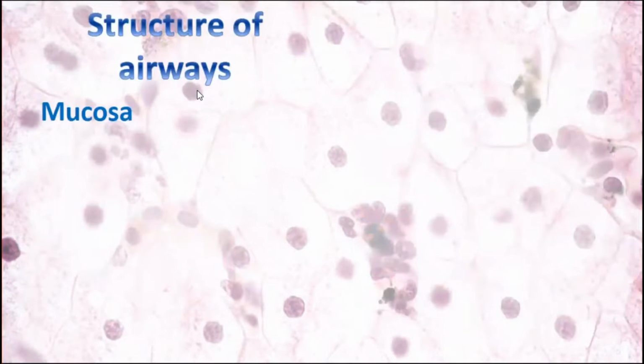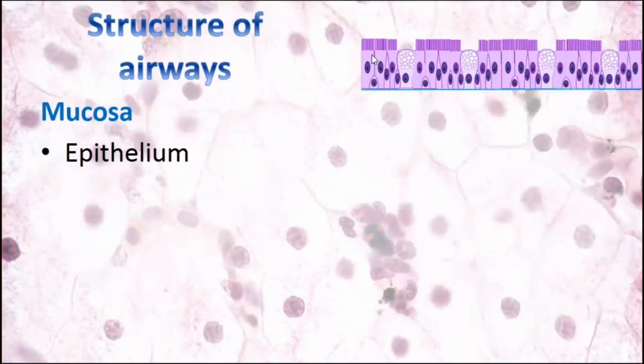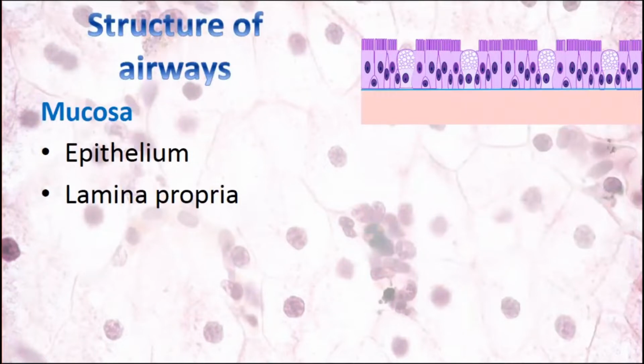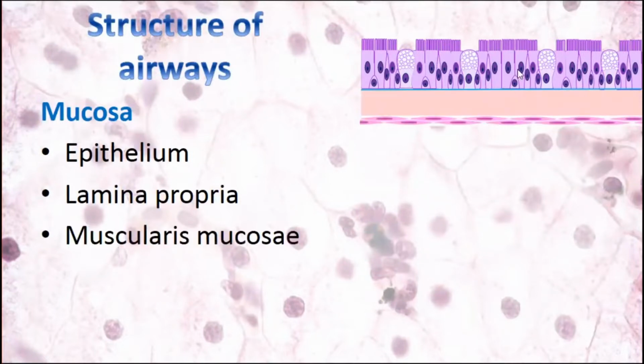So the innermost layer is mucosa. Mucosa is a little bit similar to mucosa in the digestive system, and it has 3 own sublayers: epithelium, lamina propria, and muscularis mucosae. These are similar to the layers in the digestive tube. Also there are epithelium, lamina propria, and muscularis mucosae.